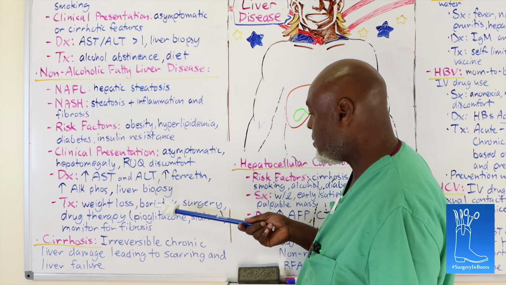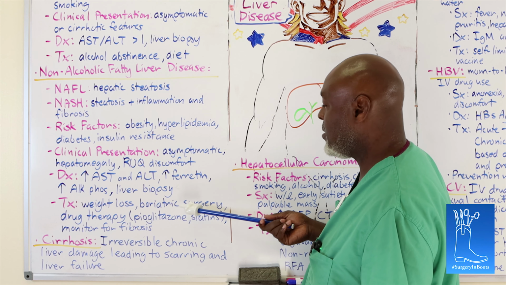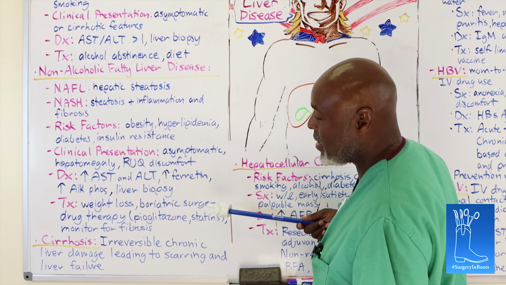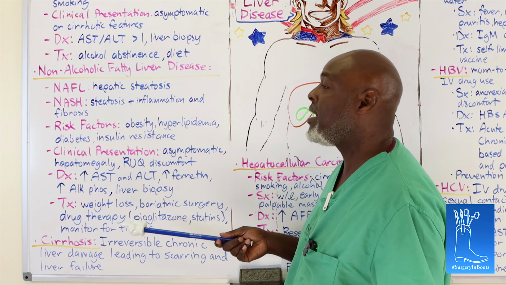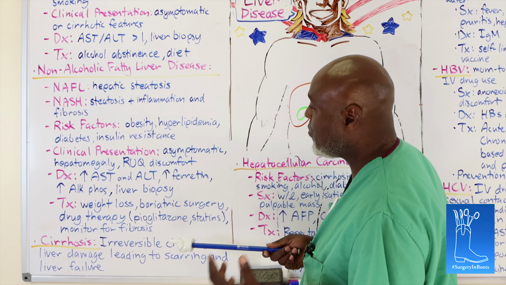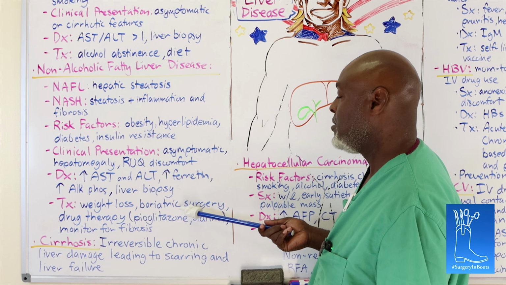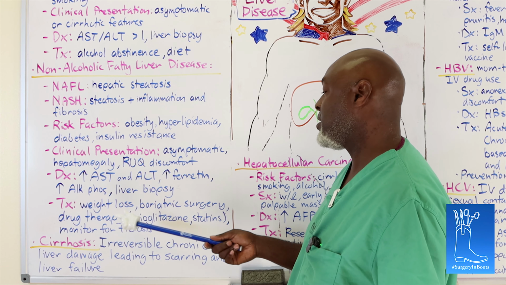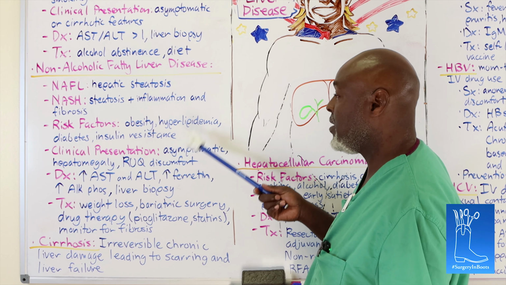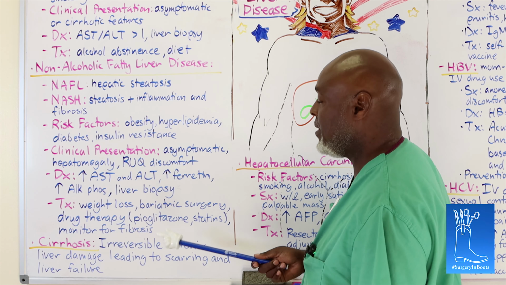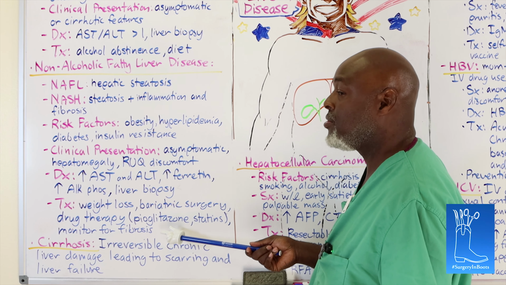Treatment: lose weight. Bariatric surgery is the most successful way to lose weight in the United States, pretty much anywhere outside of lifestyle modification, but most people won't modify their lifestyles, so bariatric surgery wins. Drug therapy sometimes, statins, getting rid of those lipids. Make sure your diabetes is under control and monitor the fibrosis.